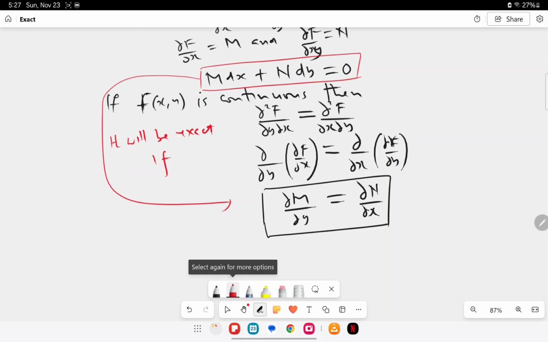Don't interchange the variables. If you find those partial derivatives and you find that they are equal, then you conclude that your differential equation is exact. And after knowing it is exact, we are going to see how to solve. In my next video, we'll see how to solve these exact differential equations.